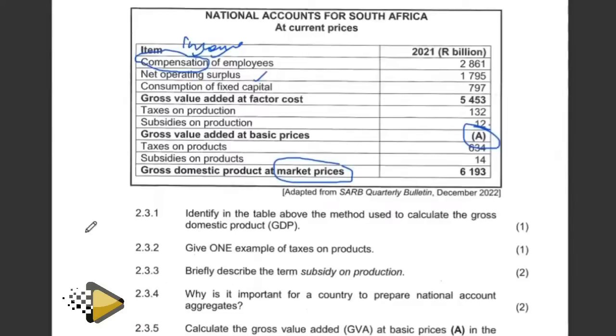Okay, right. So now the first question reads as follows. 2.3.1, identify in the table below the method used to calculate the gross domestic product. So the method that has been used here, as I've explained, is the income method. This is nothing but the income method.